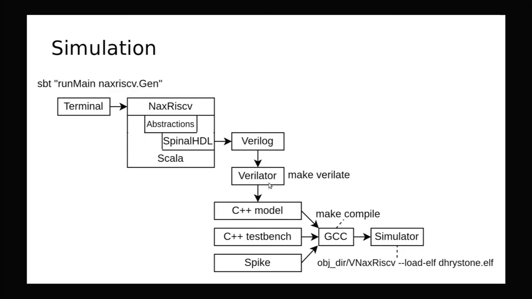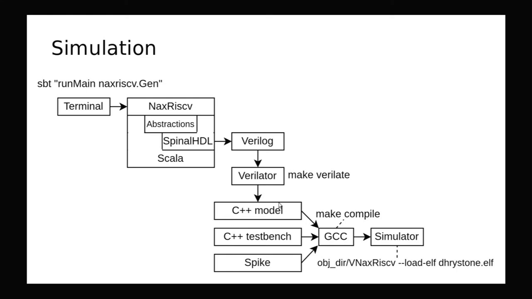So instead, NaxRiscv uses Verilator. So here is the full flow. You can generate the hardware as we've seen before. NaxRiscv generates from SpinalHDL, we get some Verilog. And the concept of Verilator is, you give Verilator your synthesizable Verilog, and it will generate a C++ model, which is cycle accurate. It will only be able to translate synthesizable code, so it works well in our use case.